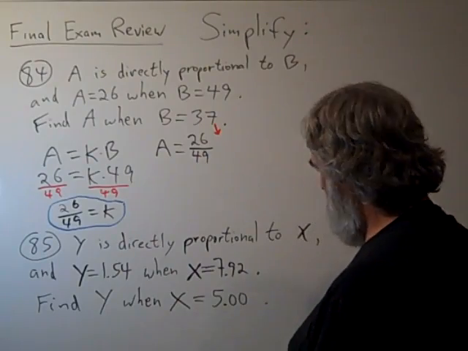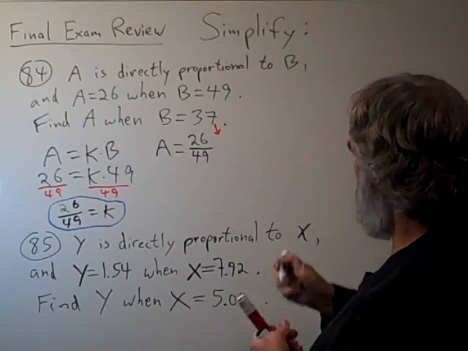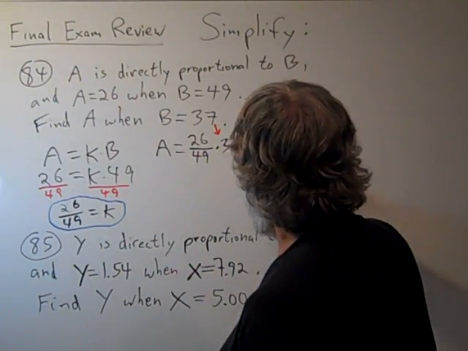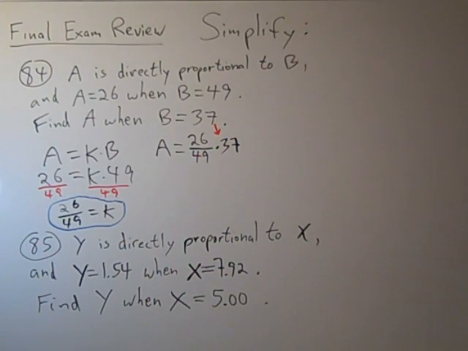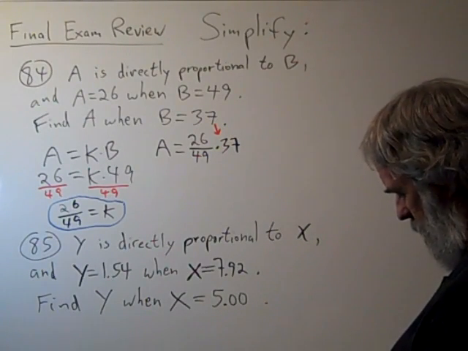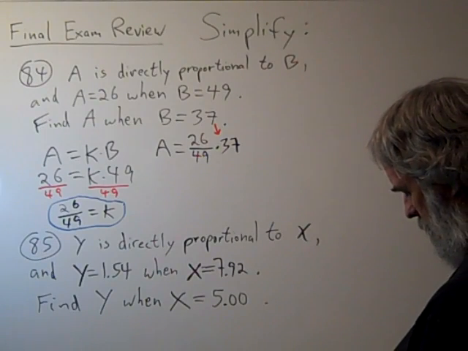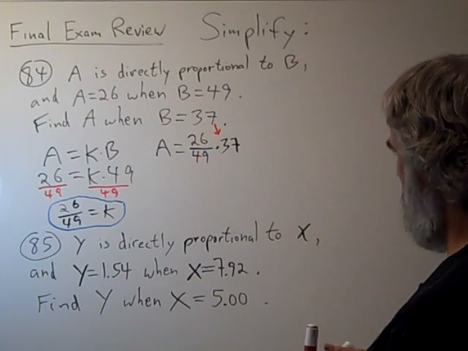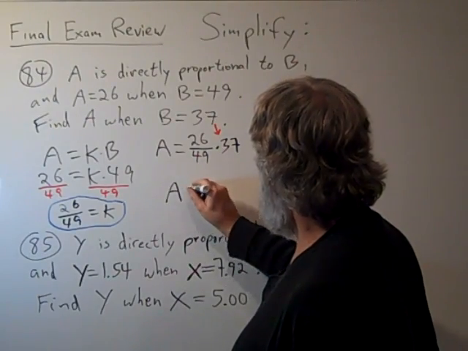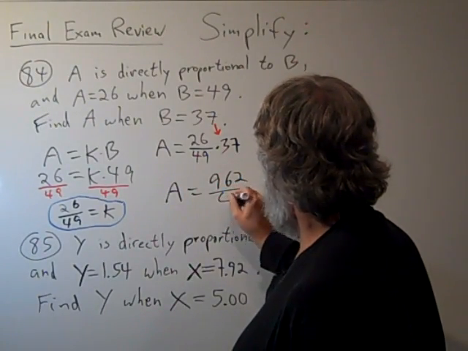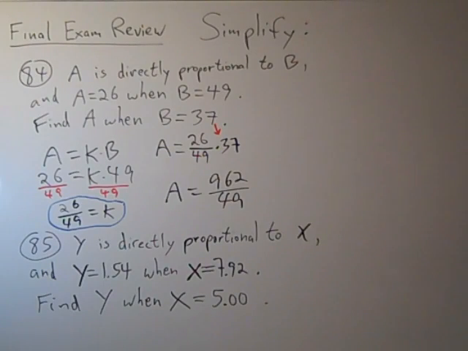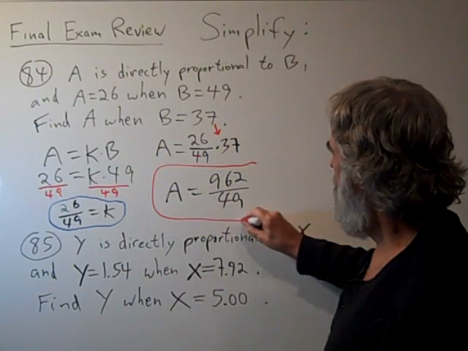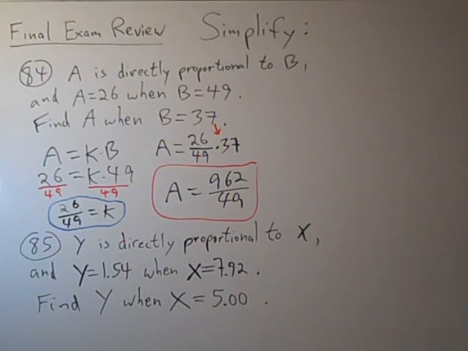And so this becomes 26/49 times 37. And 26 times 37 is 962. So A is equal to 962/49. And we have solved this equation for A here. Find A when B is 37. When B is 37, A is 962/49.